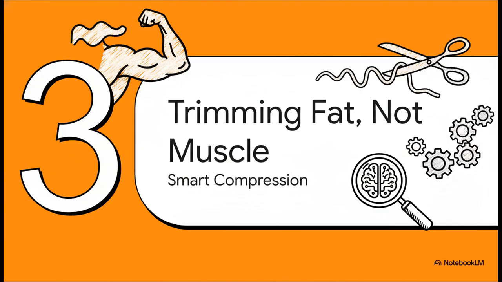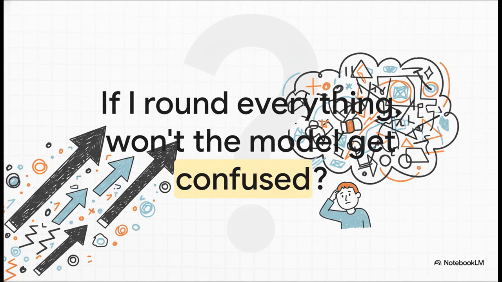But that leads to a pretty obvious question, right? And that brings us to section 3, trimming fat, not muscle. How do we actually do this without making the model dumber? Exactly. This is the critical concern. If you just blindly round down every single number in this incredibly complex system, isn't there a risk that a tiny error at the beginning snowballs into a massive hallucination at the end? It's a totally valid fear.